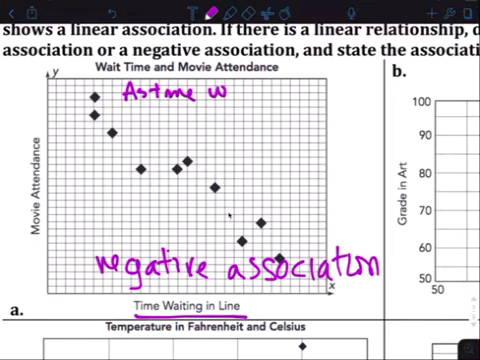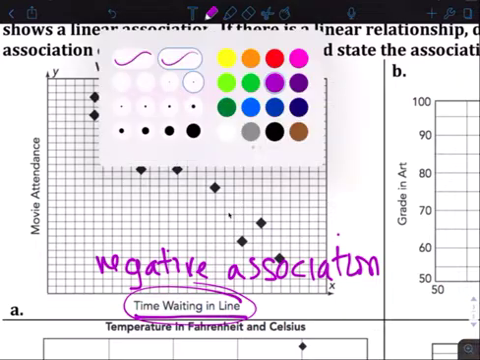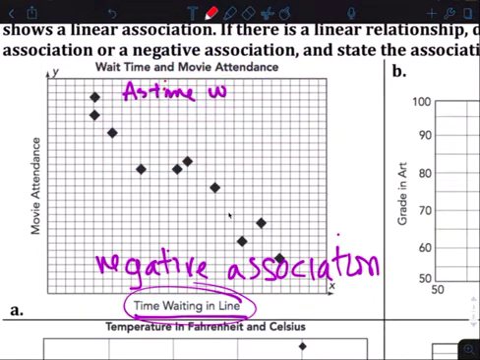That's not a good explanation though, but you want to explain with that. As time waiting in line increases, it goes up.